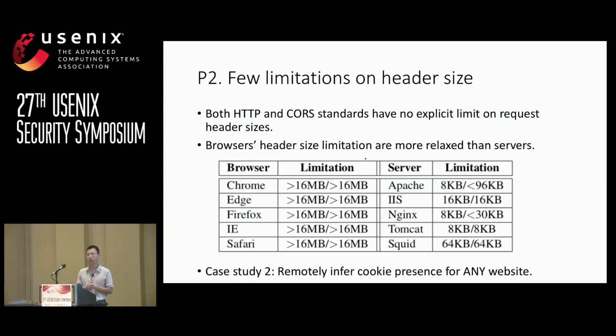And the second problem is few limitations on header size. CORS allows JavaScript to modify headers, but it doesn't have a limitation on header size. We tested 5 major browsers and found all of them allow at least 16 megabytes header size, which is much larger than the header size limitation of servers. We found that the difference in header size limitation can be exploited by a web attacker to launch side channel attacks, remotely inferring a cookie presence on any website.